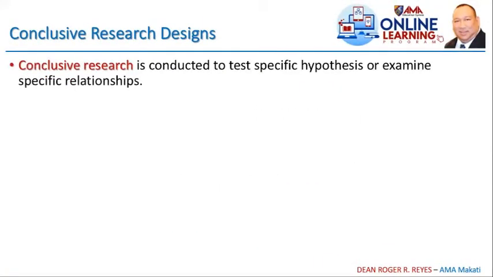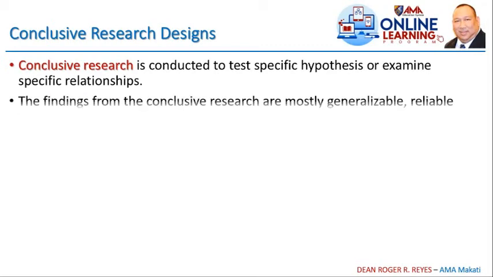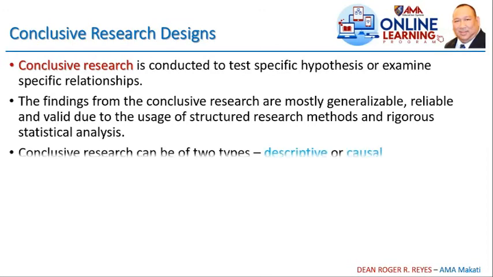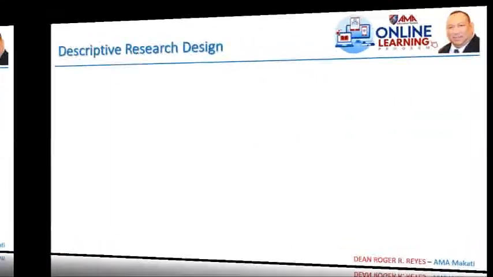Now, in terms of conclusive research, it is conducted to test a specific hypothesis or examine specific relationships. The findings from the conclusive research are mostly generalizable, reliable, and valid due to the usage of structured research methods and rigorous statistical analysis. So conclusive research can be of two types, descriptive or causal.